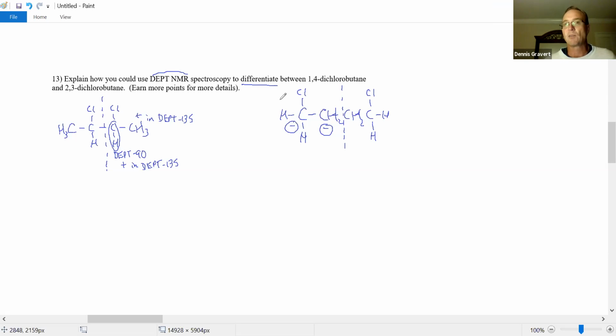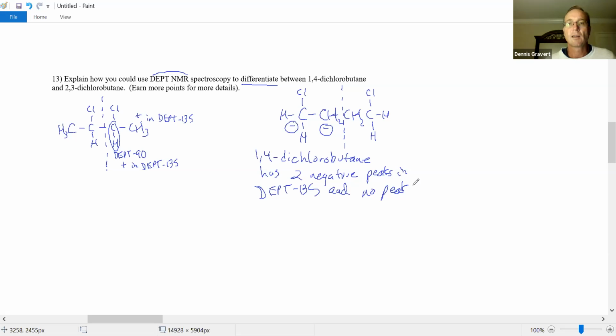So then you're just saying in words what we just mapped out here. You might say like 1,4-dichlorobutane has 2 negative peaks in the DEPT 135 and no peaks in the DEPT 90.